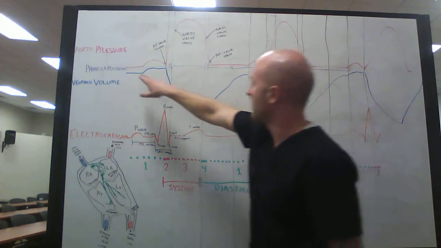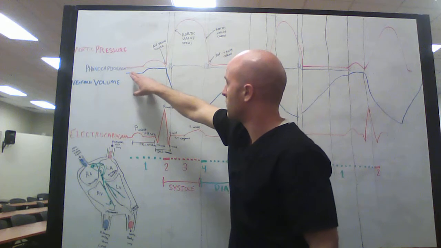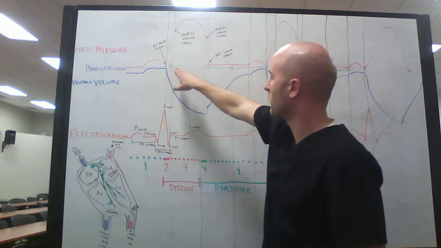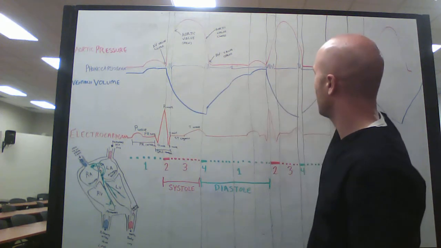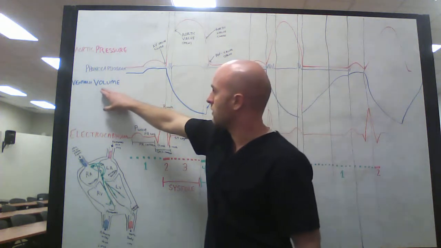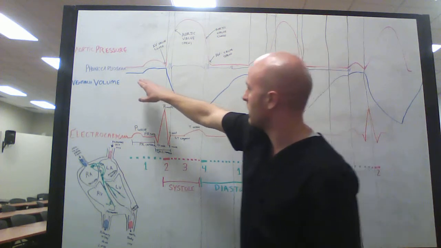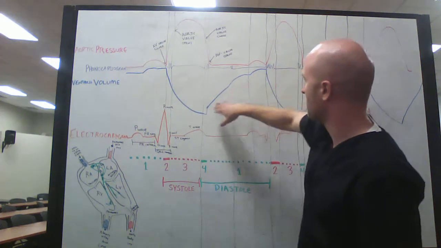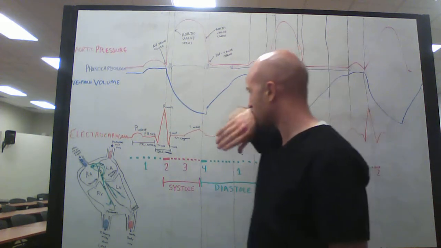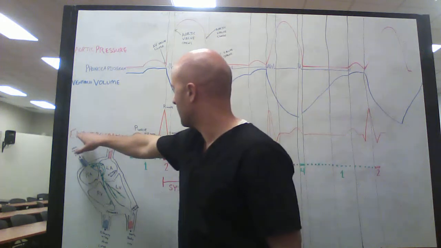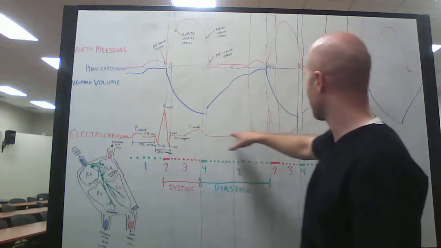The second one, that's kind of hidden in between the two, is the phonocardiogram. This would be when the different heart sounds are going to be. Down here is the ventricle volume. So this is going to be following basically all of what happens to the volume in the ventricles. And then down here, this is the electrocardiogram.